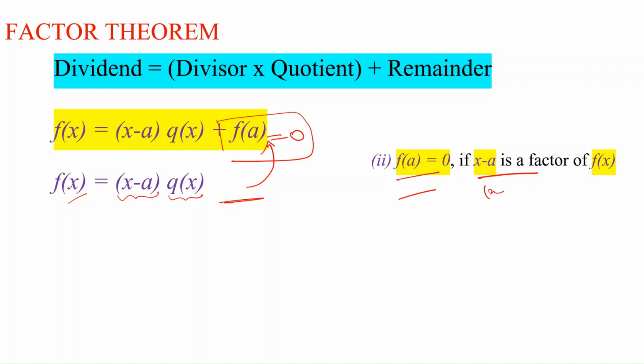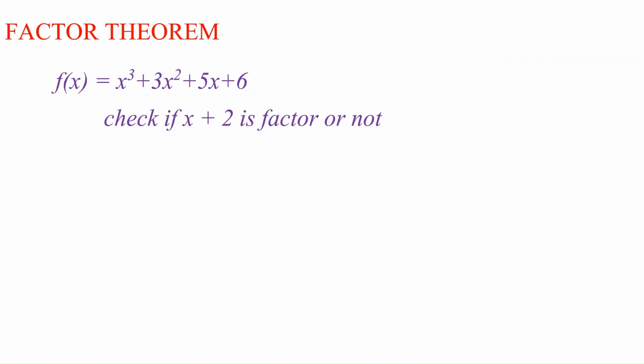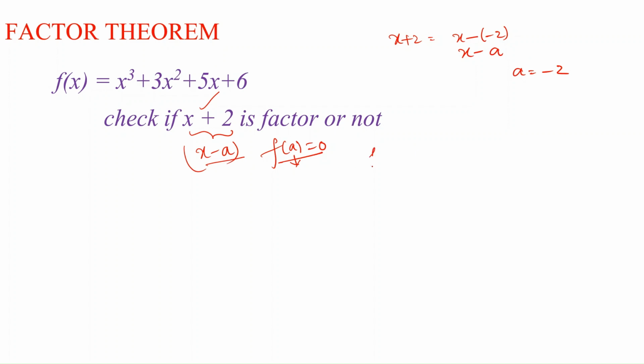We'll try to understand this with help of an example. Let us take this expression f of x. Then we have to check if x plus 2 is a factor or not. When can we tell x plus 2 as a factor? If x minus a is a factor, what happens? F of a will become 0. So just check whether f of a is 0 or not. From that we can conclude whether this x minus a is factor. For x plus 2, how can we get the value of a? See, x plus 2 can be written as x minus of minus 2, because minus of minus is nothing but plus. Now this is x minus a. In place of a, what we have here? Minus 2. So for f of a, just do f of minus 2.